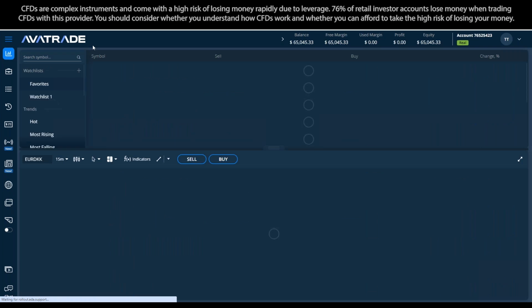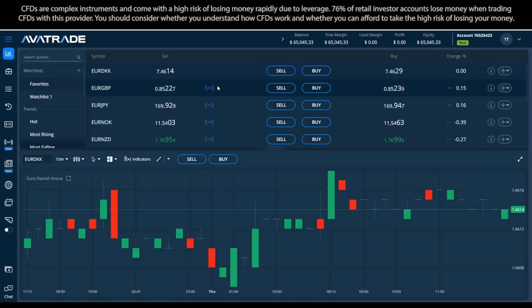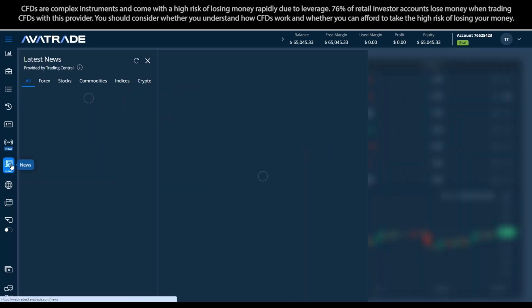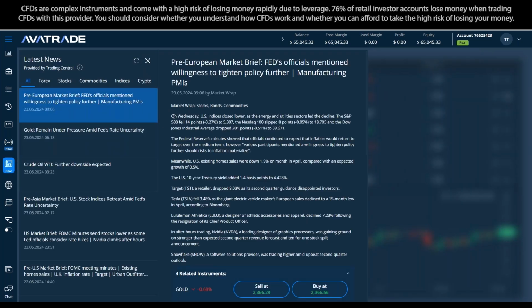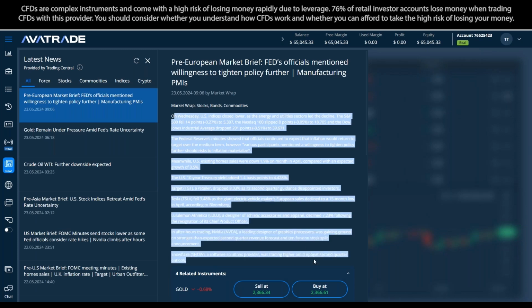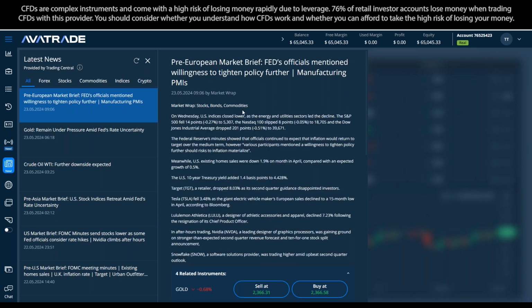So where else can we look for fundamental news? A simple place here is the news feed. Okay. And what it really does is take the recent economic calendar data and the recent news, like from the market buzz, and compile it into a news feed and summarize everything that you might want to know about particular topics. Okay, so here's a pre-European market news brief that came out in the news feed.